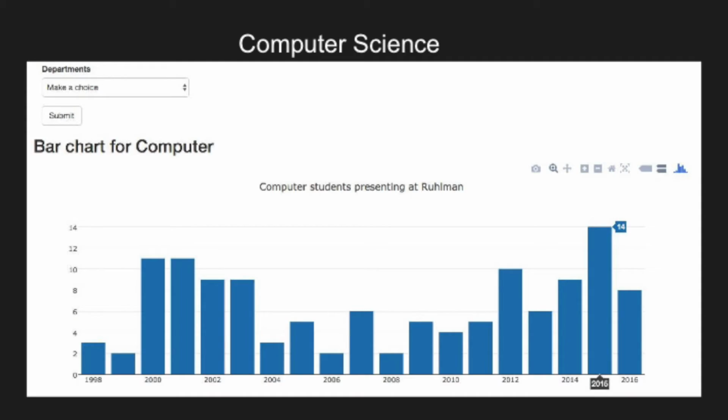Another one that we have here looks at majors instead. We looked at this data in a different way before, of how many students in each major presented across the years at Ruhlman. This is a look at computer science. So again, you choose from a list of different majors which major you would like to look at in more detail, and then you can see as a student maybe how many other students like you have presented at Ruhlman in the past.